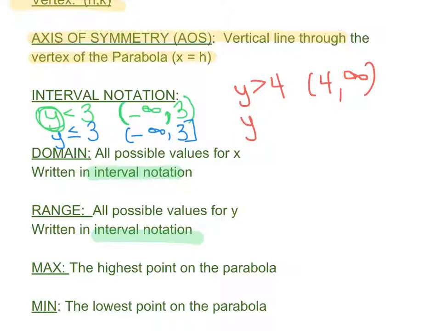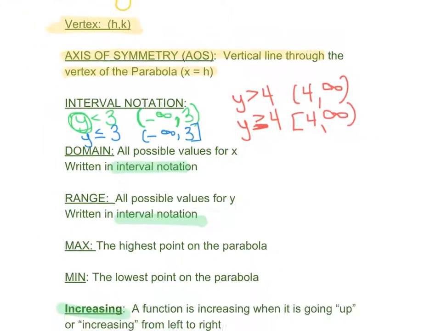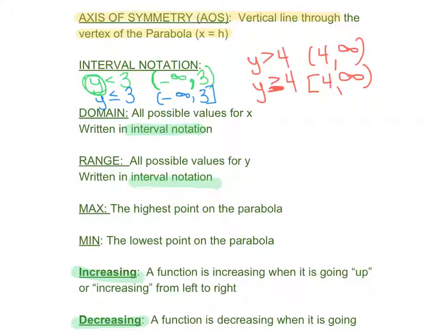Whereas if we went y is greater than or equal to 4, we are going to start at 4, but we are or equal to, which means we are going to include 4 with a bracket, and we are saying there's an infinite amount of numbers greater than 4. So as we start doing these, we are going to use interval notation to describe the graphs. We'll come back to that a little bit later.